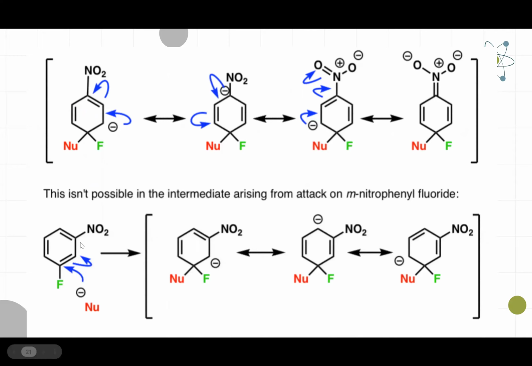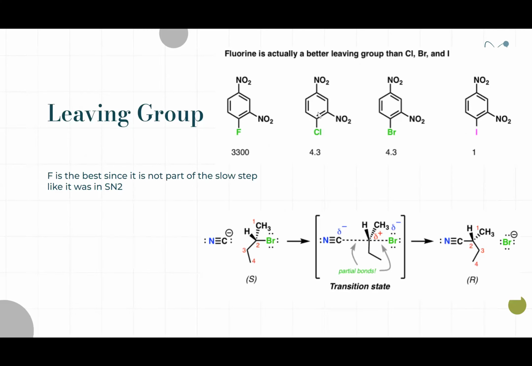Well, if we have it in the meta position, this negative charge can't really be balanced by this electron withdrawing group. Although it's still good to have an electron withdrawing group, it's just not balanced. It's not there to help with resonance. So it's not as good, right? It's much better to have it in a parallel position. So, leaving group, now here we go.